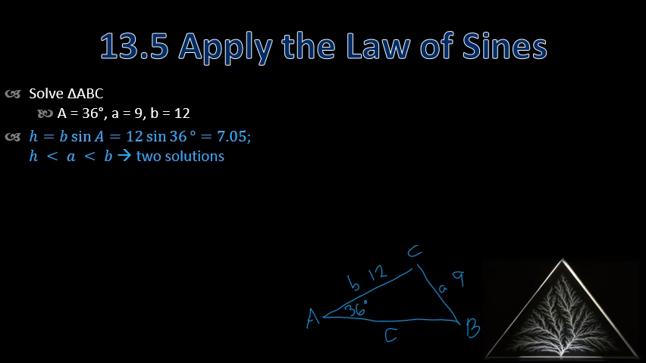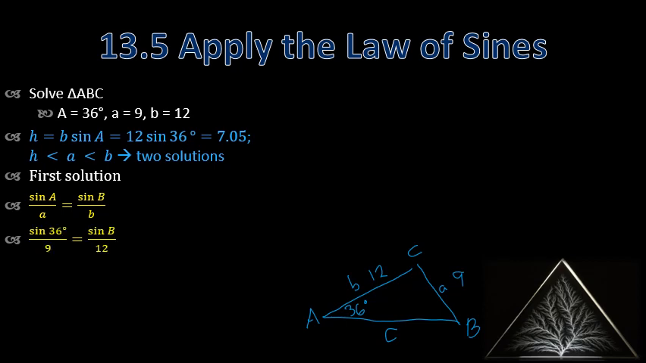solutions. The first solution, you do nothing special. You just solve it the way you would solve any other triangle using law of sines. So our first solution, nothing fancy. I know the A's, I know one of the B's, so I'm going to go sine of A over A equals sine of B over B. Fill in the numbers for A and the number for B.